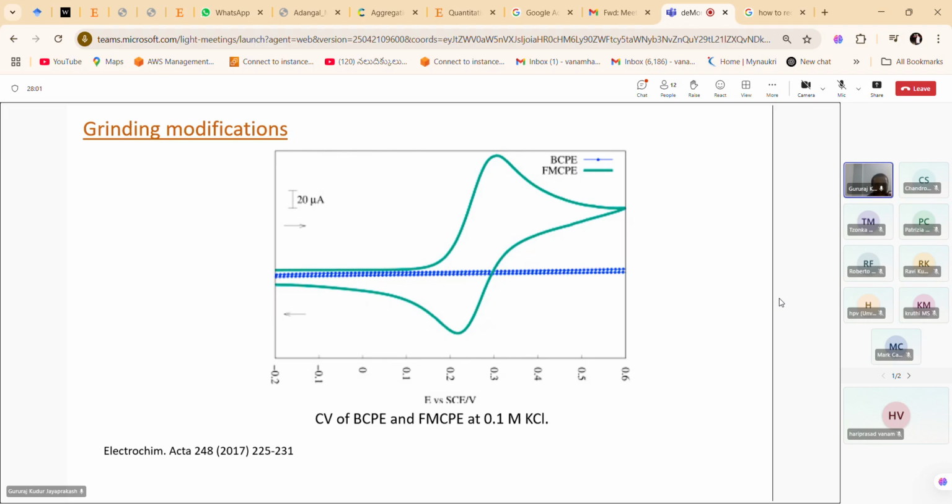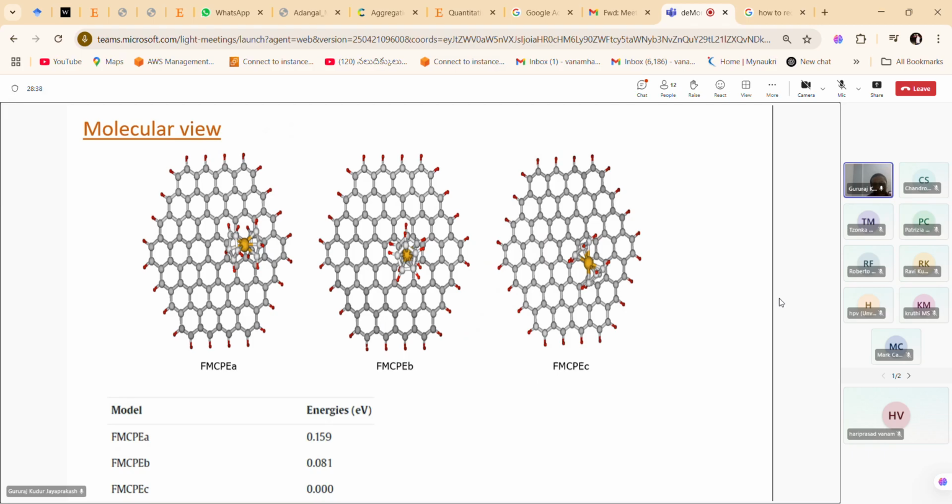Then, to test our results, we conducted some simple cyclic voltammetric experiments. Here, BCP means a bare carbon surface, and FMCP means we are attaching ferrocene to the carbon surface. When we performed the experiments, we observed that at the bare carbon surface we haven't seen any electron transfer peaks, but after the addition of ferrocene, we are able to observe both redox peaks, oxidation and reduction. To support these results, we performed calculations in deMon2k.